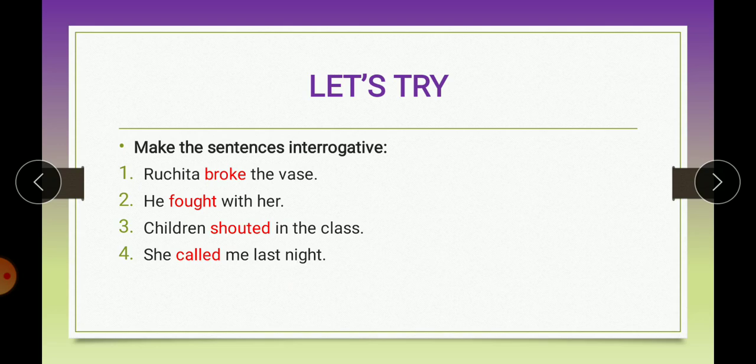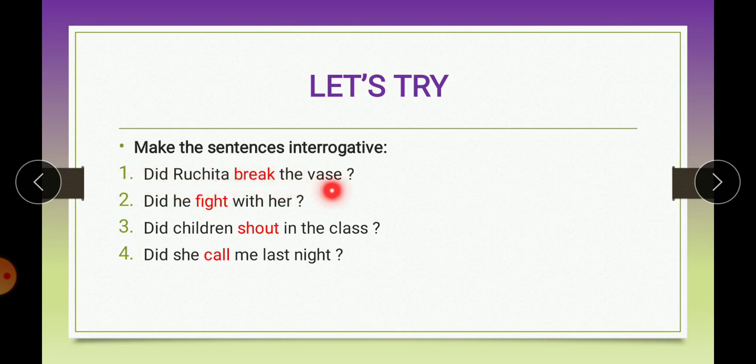Right? Now, let's try out the sentences. Now, you have to make these sentences into interrogative. So, broke, fought, shouted, called, they all are in the simple past tense. So, when we are changing a simple past tense sentence into an interrogative sentence, we are using did. And did is having the first form of the verb. So, did Ruchita break the vase? Did he fight with her? Did children shout in the class? Did she call me last night? And they all are having question marks.